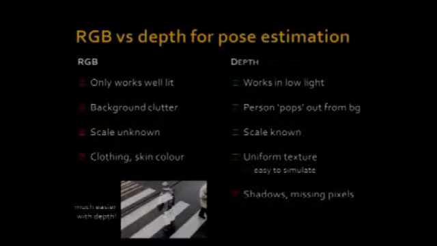The scale is known, so with regular imagery, you're never sure if you're looking at something small really close up or something big really far away. There's a uniform texture, so you don't have to worry if you're going to synthesize what the input looks like. You don't have to worry about what the actual color of the clothing is. So we can just take a computer graphics model and synthesize depth images. And as you'll see shortly, that turns out to be one of the key components to making the Kinect body tracker work.